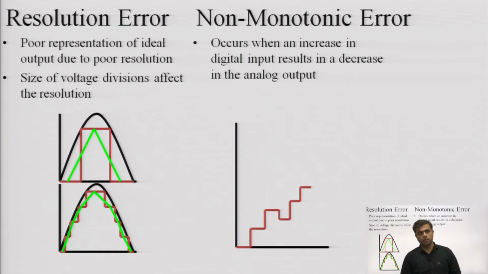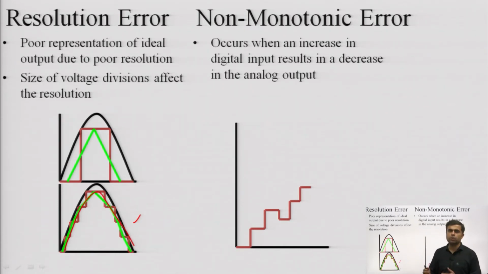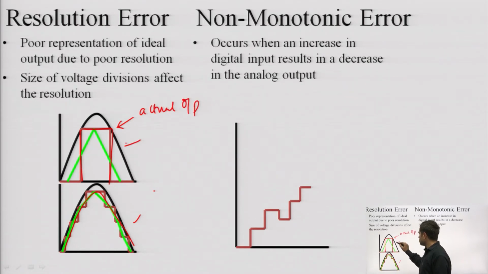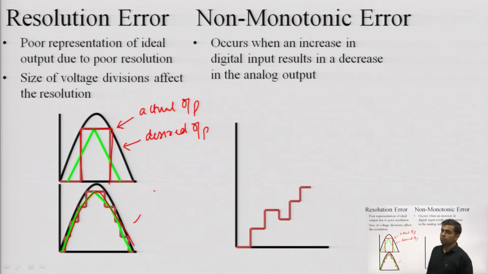Now resolution error. So if we are having higher resolution, that means more number of bits are there, then we will be getting the output which is as close as possible to the actual value. But if the resolution is poor, that means we are using lesser number of bits, then this is what we are getting, actual output, and this was what we should have been getting, desired output. So there is a lot of difference between the actual and desired if resolution is poor, if we are using lesser number of bits for resolution.